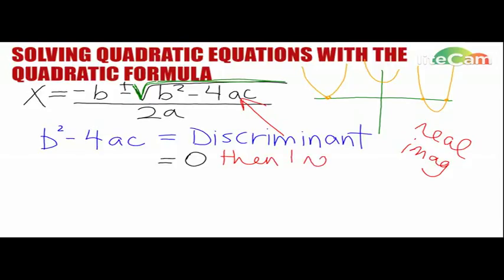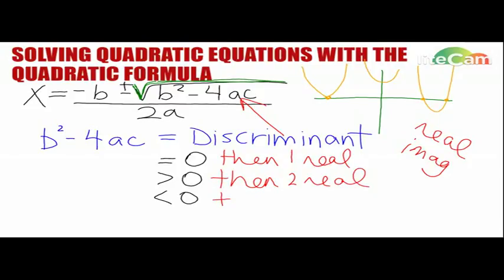So if the discriminant is 0, then I'll have one real solution. If it's greater than 0, then we'll have two real solutions. And if it's less than 0, I'll have two imaginary solutions.